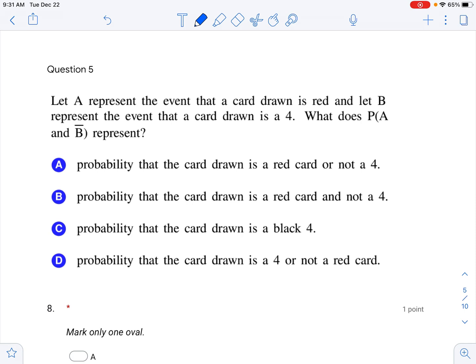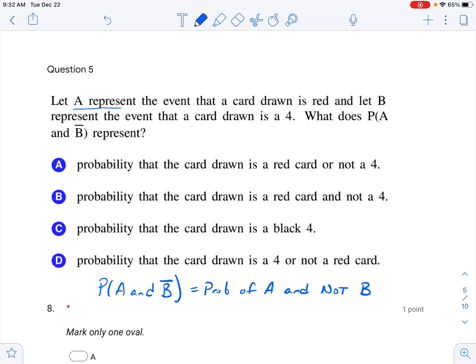Okay, question 5, kind of testing your knowledge of the notation here. Let A represent the event that a card drawn is red. Let B represent the event that a card drawn is a 4. What does P(A and B with the line over it) represent? Basically, it represents the probability of A and not B. The line over the letter B is known as the complement of event B, or not B, the opposite of B. So in words, this is the probability of event A and not B.